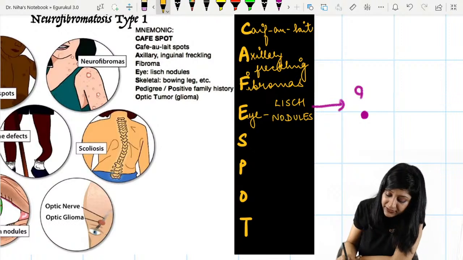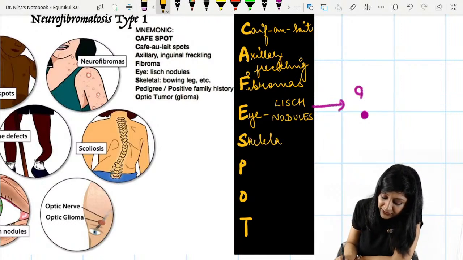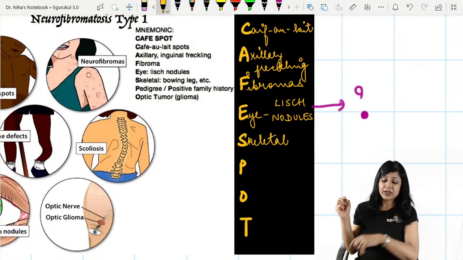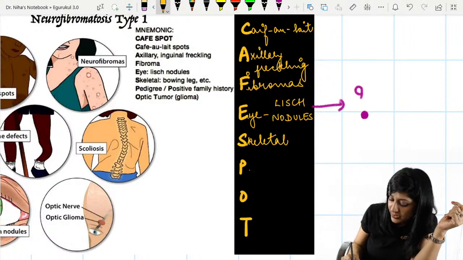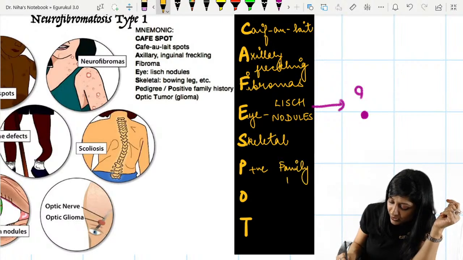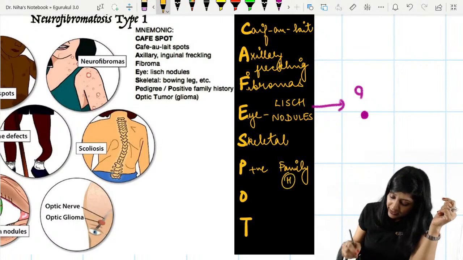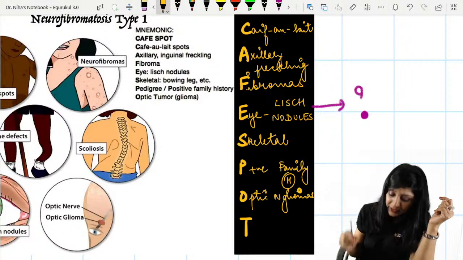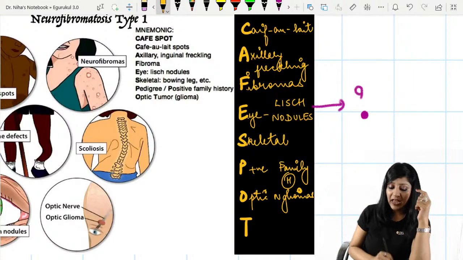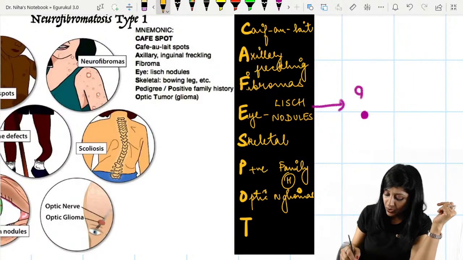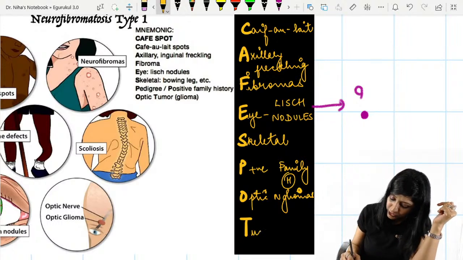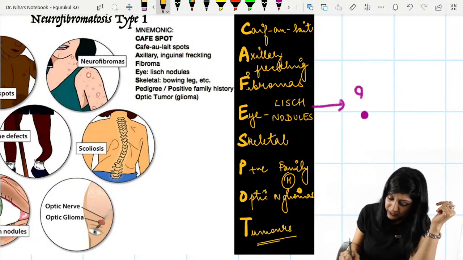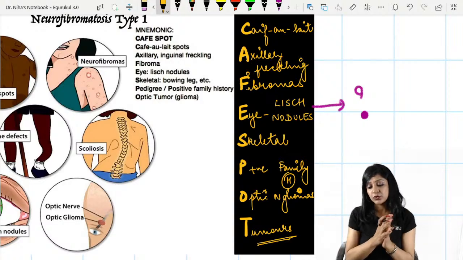Then we have got S. S, we may have skeletal deformities. Then we have got the P. P for positive family history. Positive family history can also be there. And O for the optic nerve gliomas. Optic nerve gliomas, that is there. So we have got the optic nerve gliomas, that is your tumor. So you can easily remember.